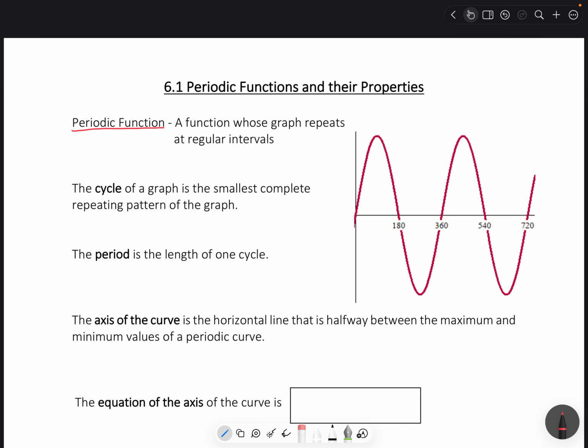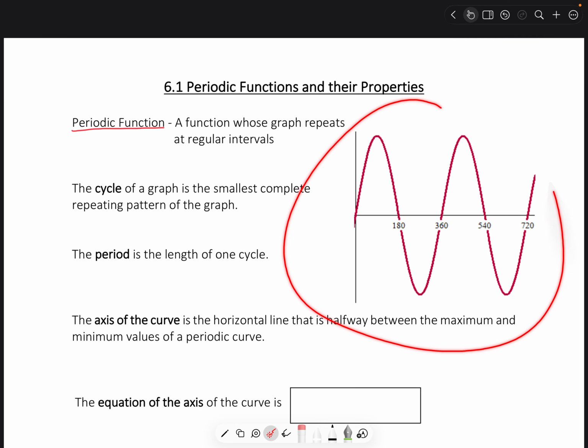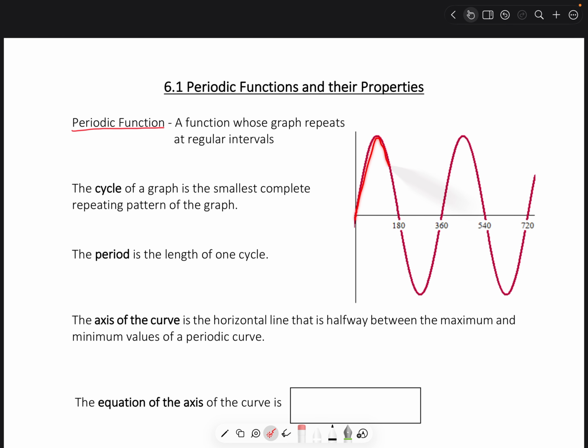Let's take this graph for example. Over here, we can see that this graph just keeps going on and on forever, and there's gonna be an arrow here. This is called a sine graph. It's a graph of the sine function.